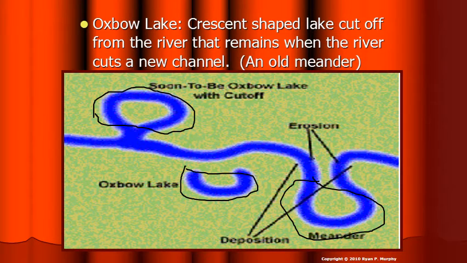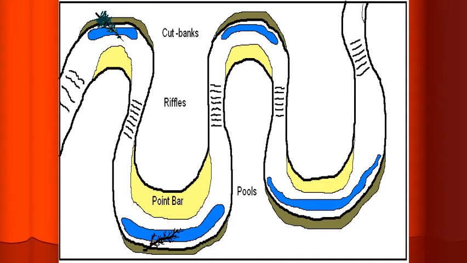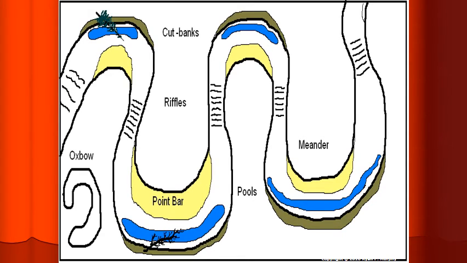But notice, right here, you're going to keep wearing away at these areas until they get closer and closer together, and then eventually the river's just going to cut through and go straight. So let's draw in an oxbow lake, and let's also make sure we get our meanders labeled.